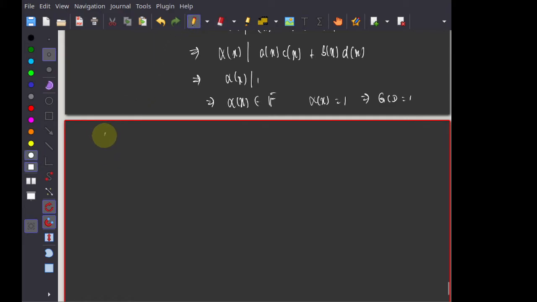Okay. So now suppose that the GCD of a of x and b of x equals 1. We are given. What we want to show is that there exist some polynomials c and d such that ac plus bd is equal to 1. Right? So let us look at the set.